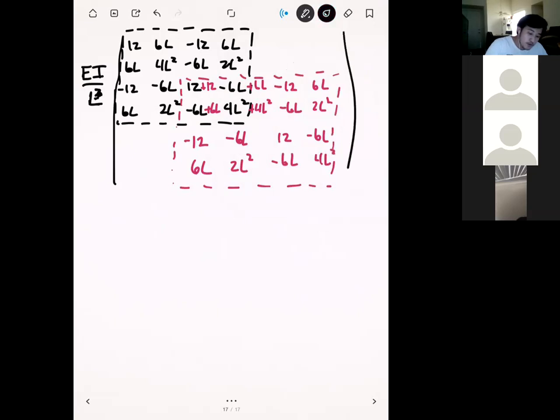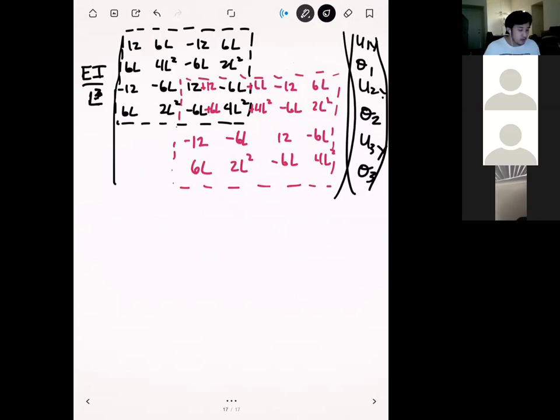And so there's our element stiffness matrix. Let's write the degrees of freedom out here: U1y, theta 1, U2y, theta 2, U3y, and theta 3. So there's our 6 by 6 system. You can see a lot of these terms are going to cancel out. At this point, before we can solve, we're going to apply boundary conditions, both Neumann and Dirichlet.